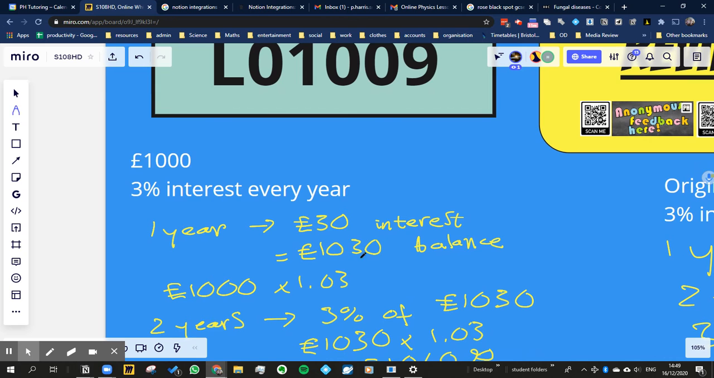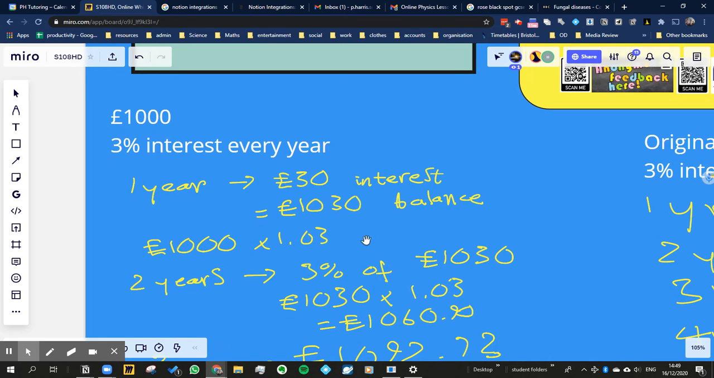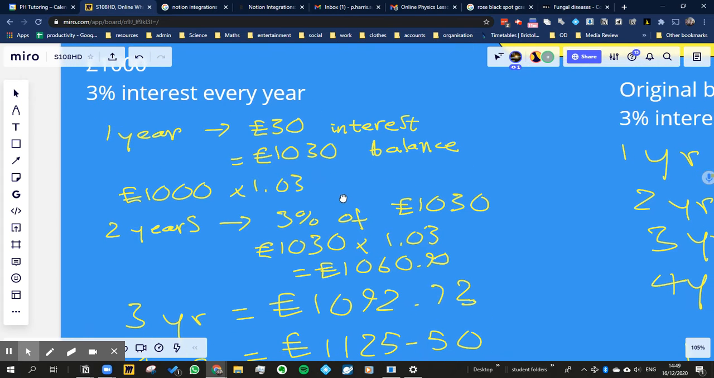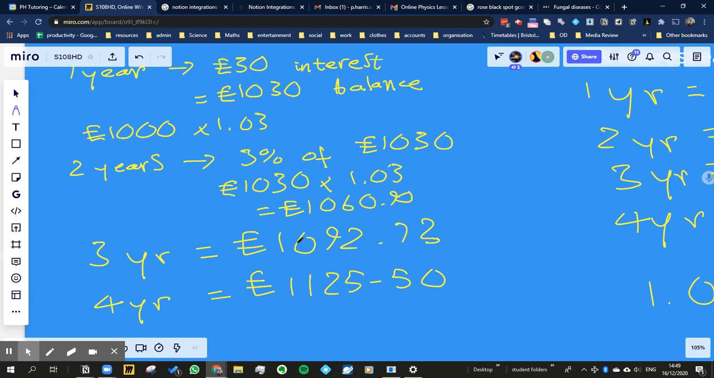You'd get 1,030. Now, at the beginning of the second year, we've got our new balance of 1,030. And so we'd work out 3% of 1,030, or we could take the shortcut and just times it by 1.03. We'd get the balance at the end of the second year of £1,060.90. After 3 years, repeat the process, we get that value, and after 4 years, we get that value.